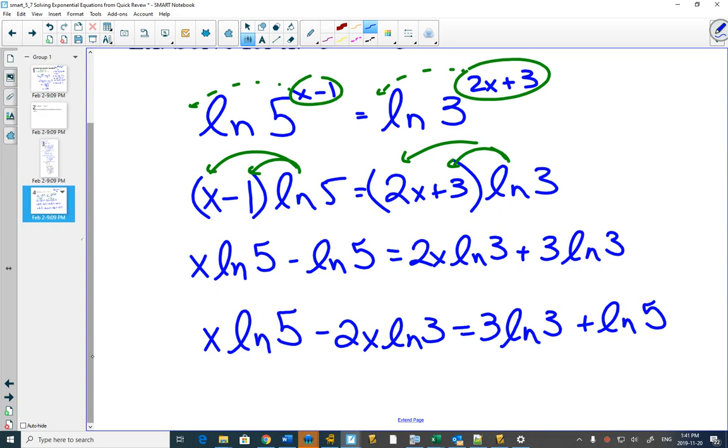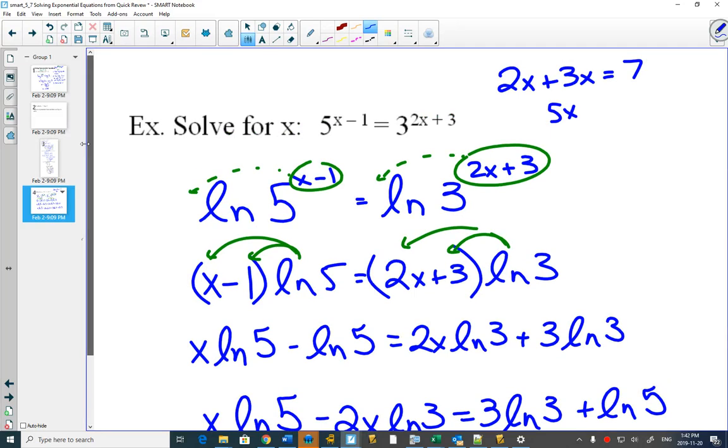How's our mental math here? Not good. x natural log of 5 minus 2x natural log of 3. Not good for mental math. So what we do instead is something you could have done with this, but you never do it.